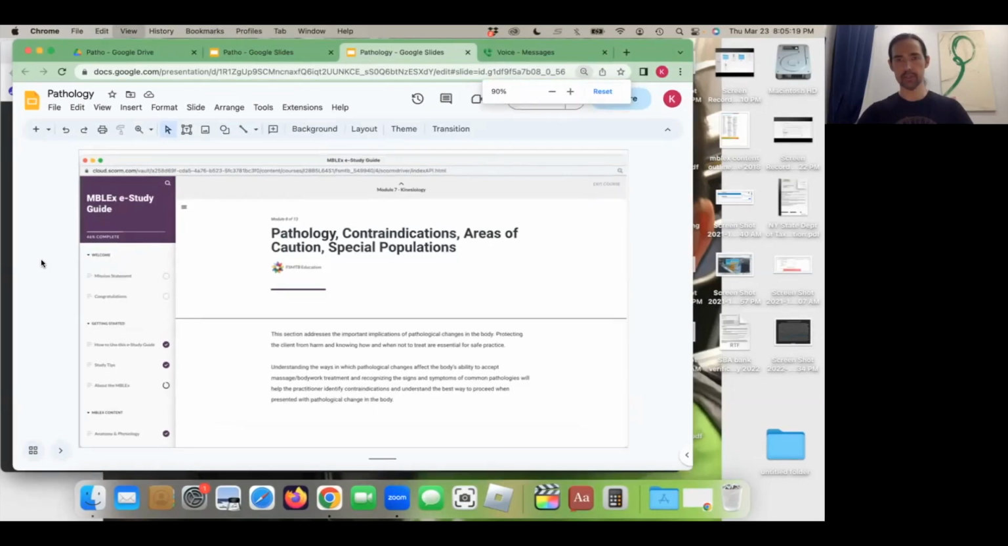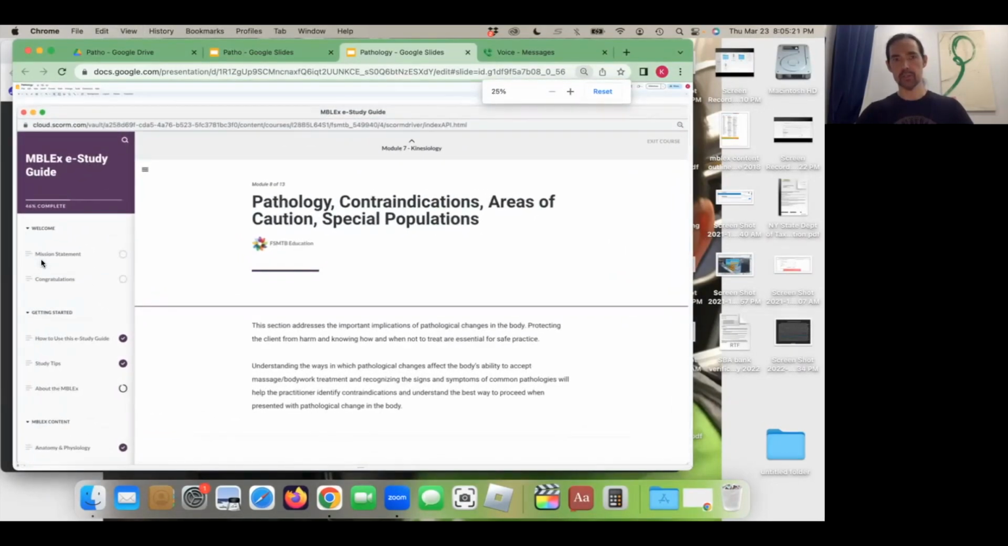This is the e-study guide from the FSMTB MBLEX review. The FSMTB is the one who actually creates and administers the MBLEX. And what we have here is the first page of the pathology section.